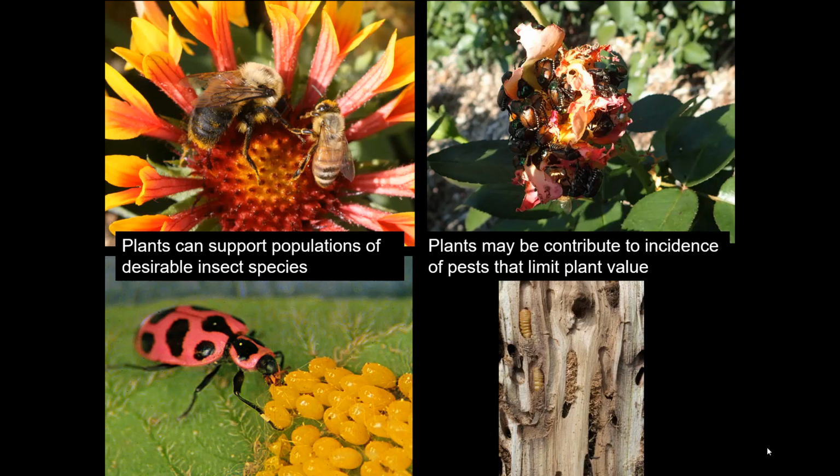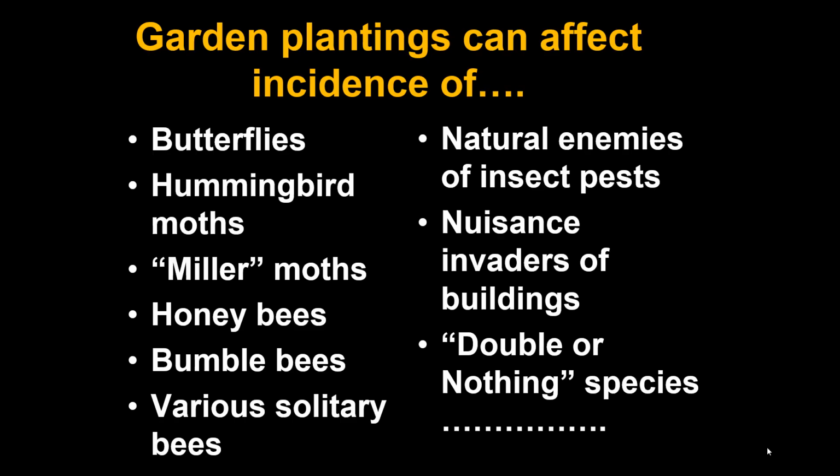So basically, the idea here is that the kinds of plants you do put in your garden can support populations of desirable species, and they also, in some cases, may contribute to incidence of pests that limit plant value. We're going to emphasize mostly the ones on the left here. And the kinds of things we're talking about that could be affected could be, again, butterflies, could be honeybees, could be bumblebees, could be nuisance invaders that come into your house, natural enemies, and we'll cover most of these in these two sections right here.